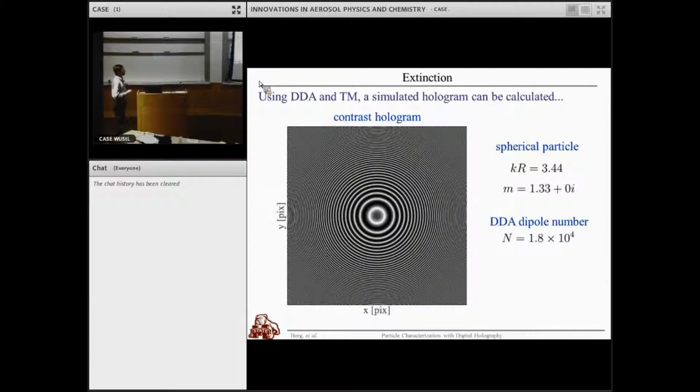So what we did is we did some supercomputer simulations using DDA, and then compared that, also used T-matrix to simulate some holograms. So in the first case, I'm showing you a spherical particle about the size of a wavelength with the refractive index of water at around 532 nanometers. And this is a DDA simulation of the contrast hologram you'd expect. All right, fine. So I got the contrast hologram for this particle now.